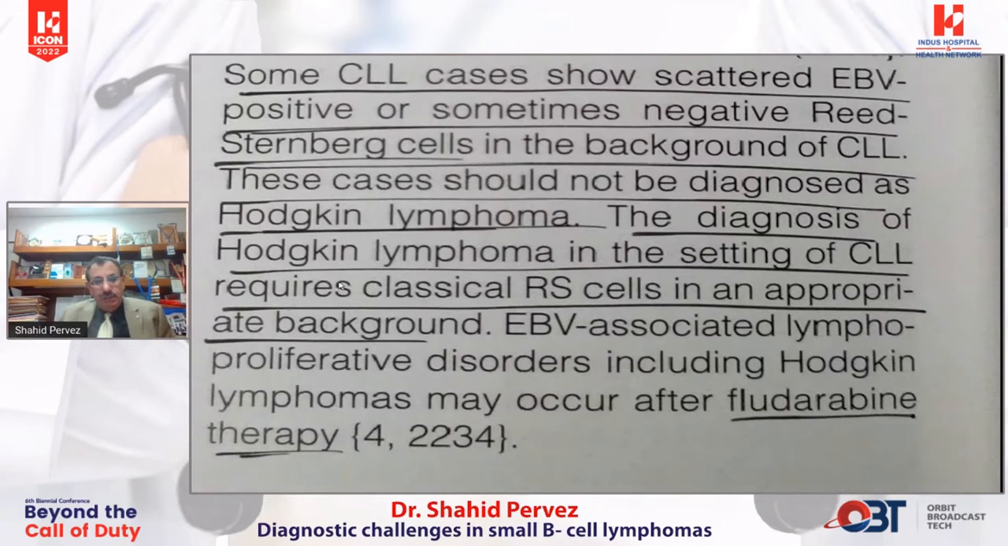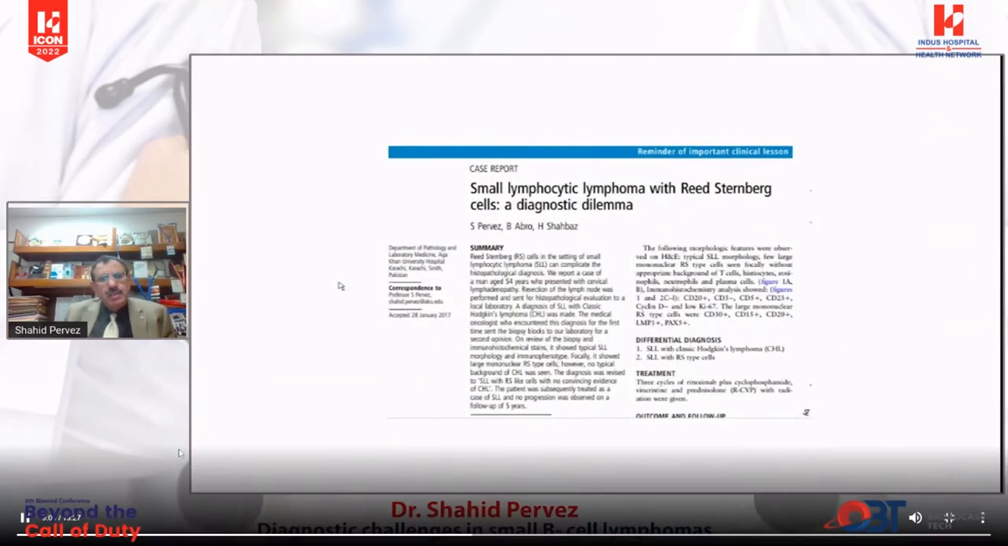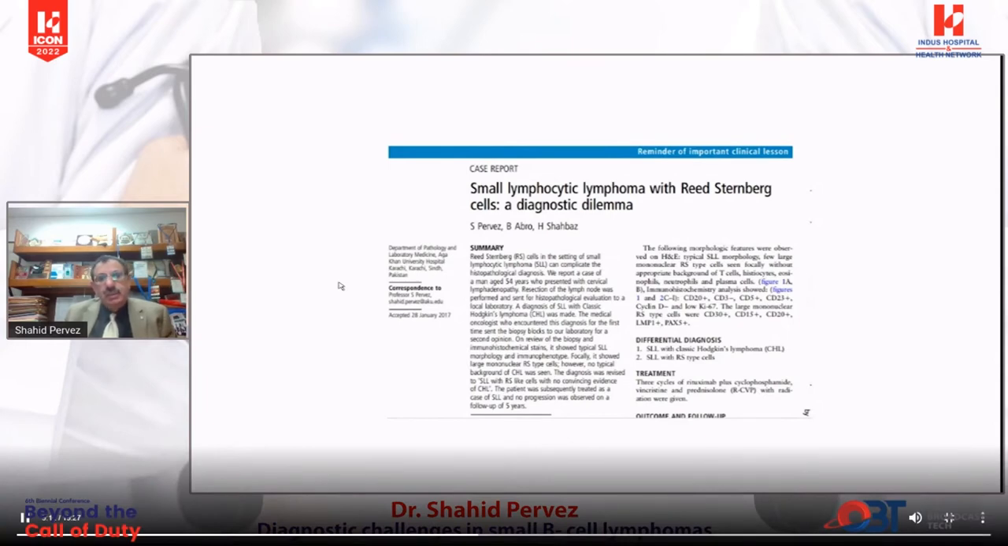And in Hodgkin's lymphoma, this is an extreme example where actual tumor cells constitute less than 1%, maybe sometimes 0.1%, and the rest is all microenvironment. And the microenvironment is as important as actual Hodgkin cells. And we also published this case in BMJ Case Reports, that if one is not aware of this caveat, then one is likely to make a mistake.